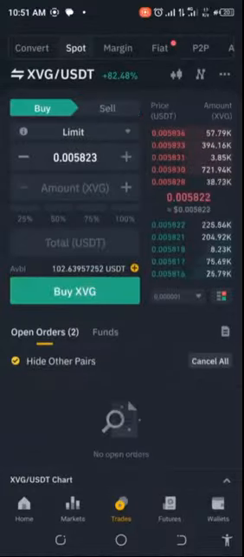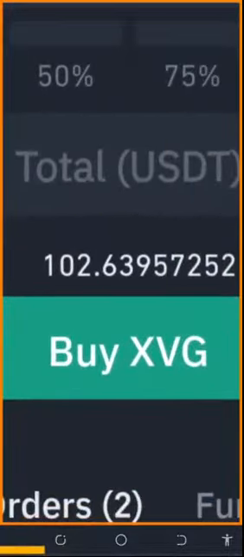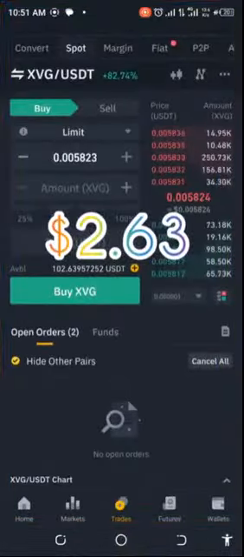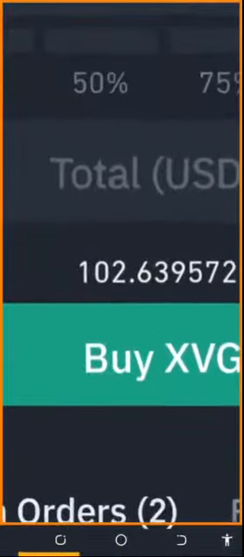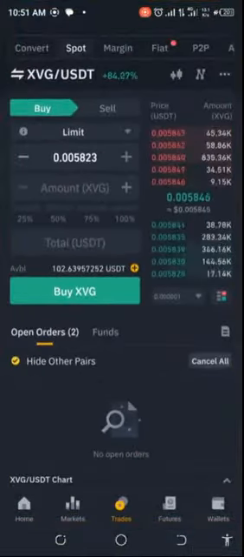Wow, woo! It has already executed. And can you see what I can see here? We made 102.63. That's like $2.63. Almost $2.64. That's good. Really good. Now, let's take a look at the charts.